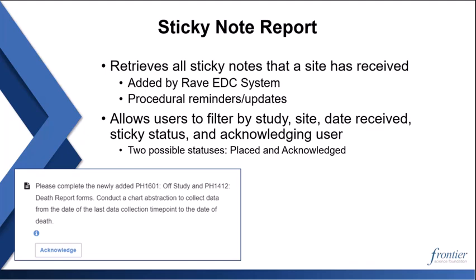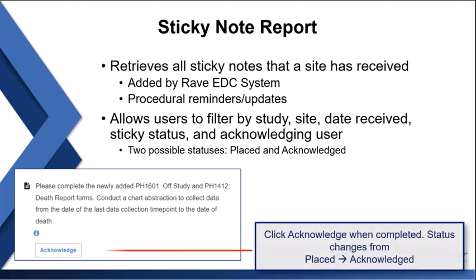The Sticky Notes report retrieves all sticky notes that have been placed on the ECRFs at your site. Recall that sticky notes will be added to the ECRFs by the system, and they will contain procedural reminders and updates. An example of a sticky note can be seen here, and once a site user has read the note and completed the task, clicking the Acknowledge button will change the status of the note from placed to acknowledged. Just a reminder that the task requested in the sticky note should always be performed before acknowledging the note.